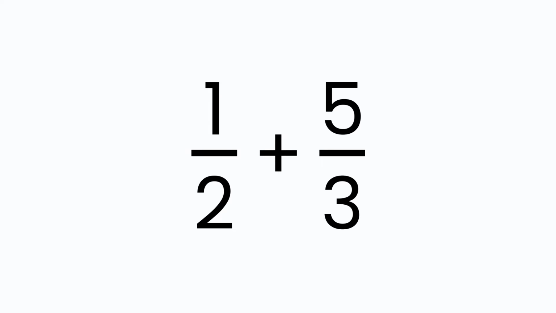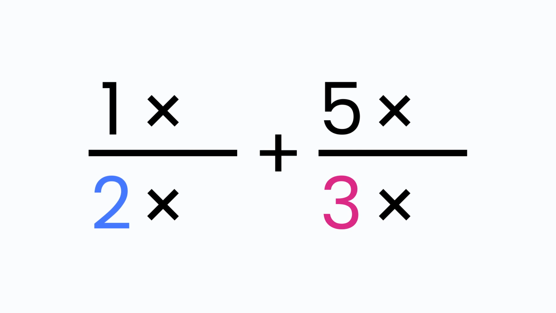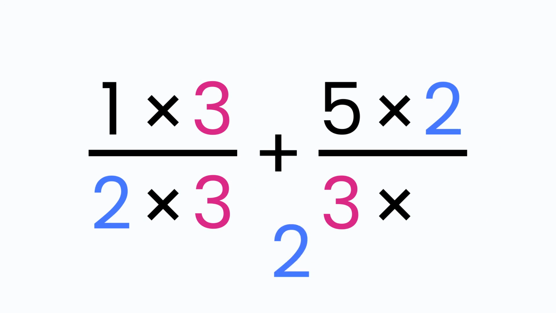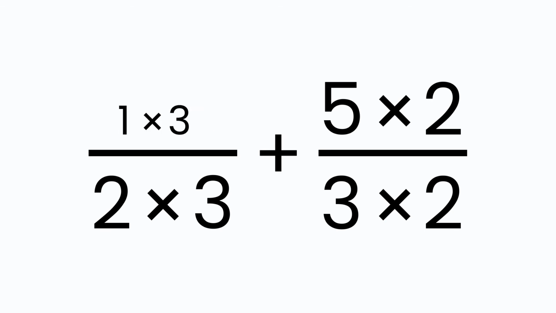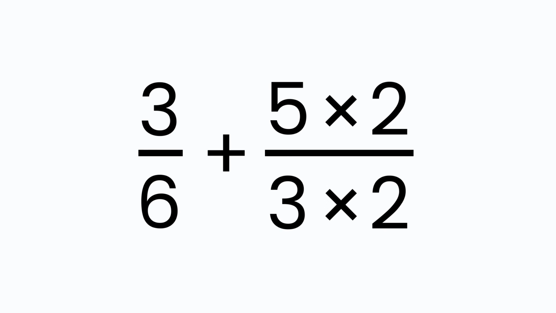Therefore, you expand each fraction with the denominator of the other fraction. One denominator is 2 and the other is 3. This means that you must expand 1/2 by 3 and 5/3 by 2. Let's expand 1/2 by 3 first. 1 times 3 is 3, and 2 times 3 is 6. 1/2 is therefore equal to 3/6.